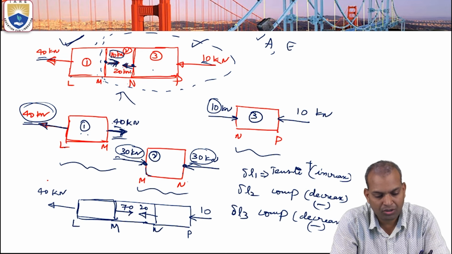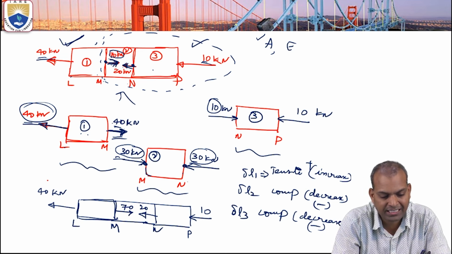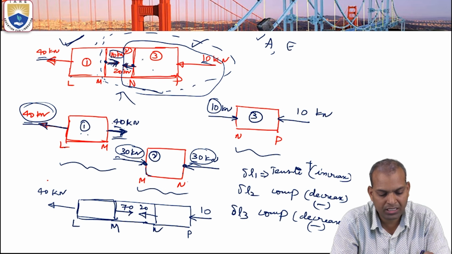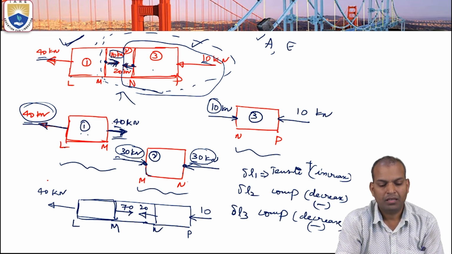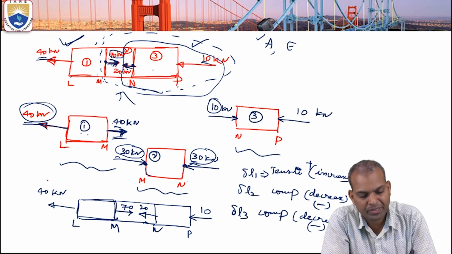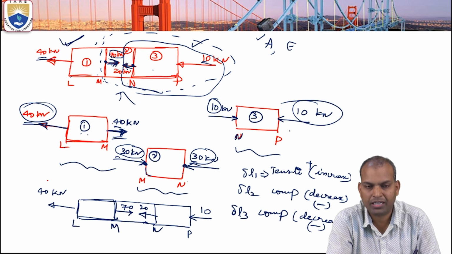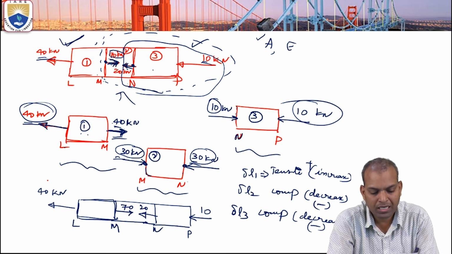How do we get the force acting on section N? On section N, there are two forces acting. Now you have to consider these two. That is, 20 is acting on section N and 10 is also acting on it. So 10 plus 20, that is 30. Now coming to the NP section, that 10 kilonewtons is already compression on one side. So what about the other side?